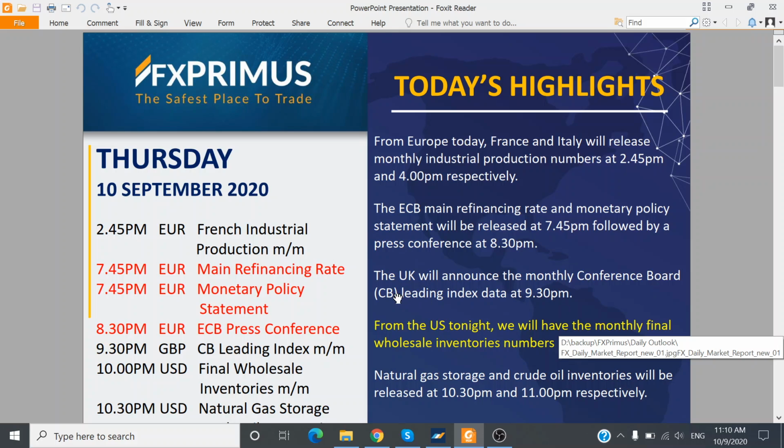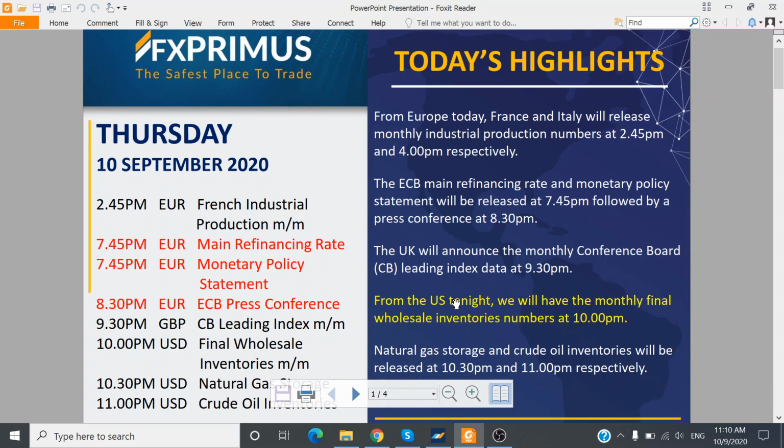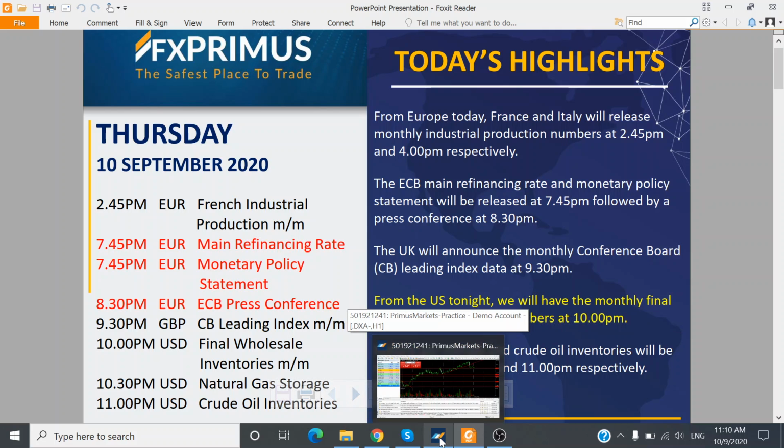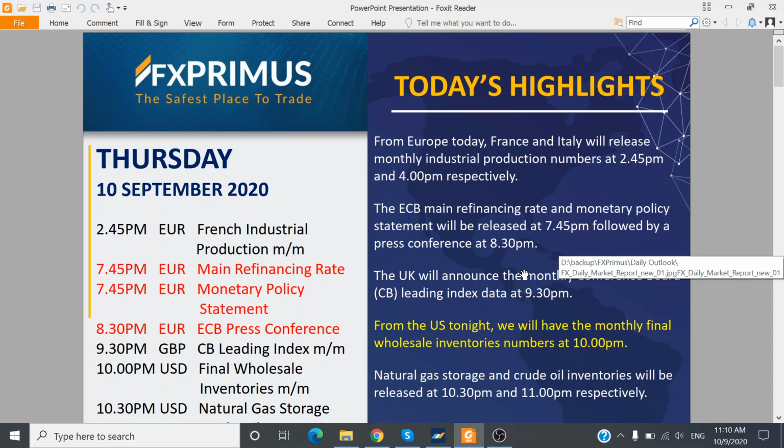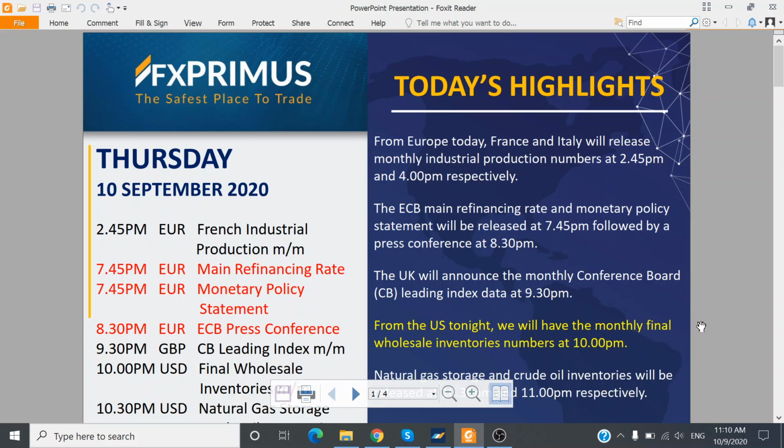So today is Thursday, 10th of September 2020, and again we had an exciting last 24 hours as the markets were moving quite a lot, especially the UK pound and also gold prices. Before we have a look at the technical charts, just a quick run through of today's economic calendar.